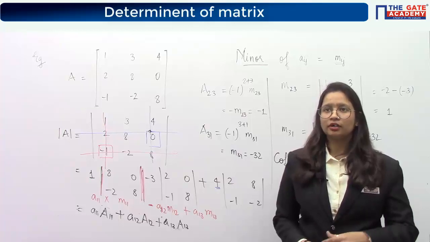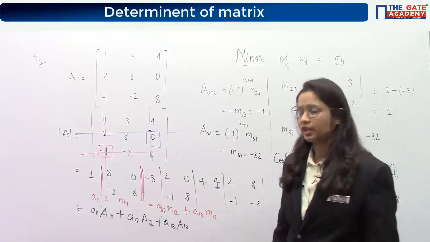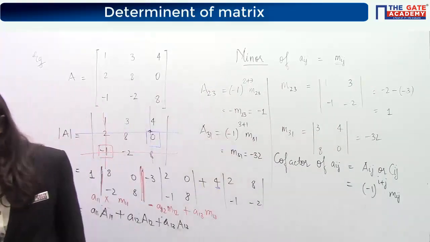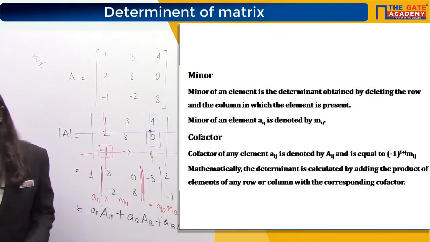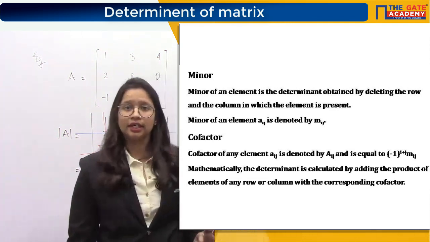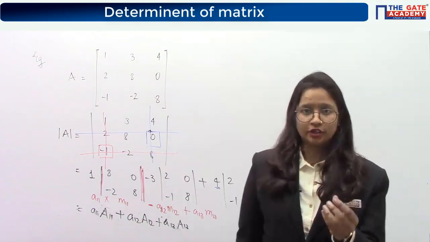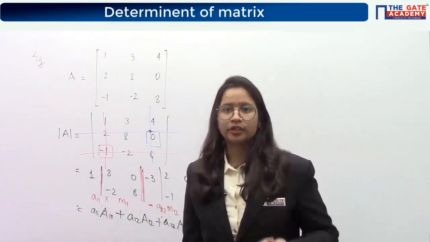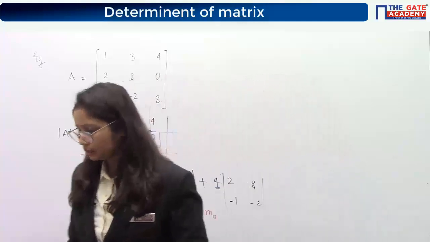Understood this thing or not? Write down the statement from the slide that mathematically the determinant can be calculated by adding the product of elements in any row or column with the corresponding cofactor. So this was about how to calculate the determinant. Till this point we have seen the physical meaning of a determinant and how to calculate the determinant. Now we will see some properties associated with the determinant value.